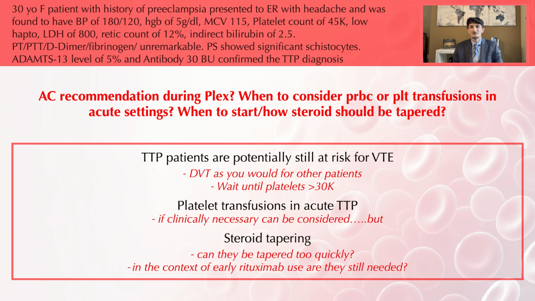So then some more practical questions. This comes on service. When would you recommend anticoagulation during the plaques? When to consider red cell or platelet transfusion in acute settings? And how do you taper the steroid for TTP?